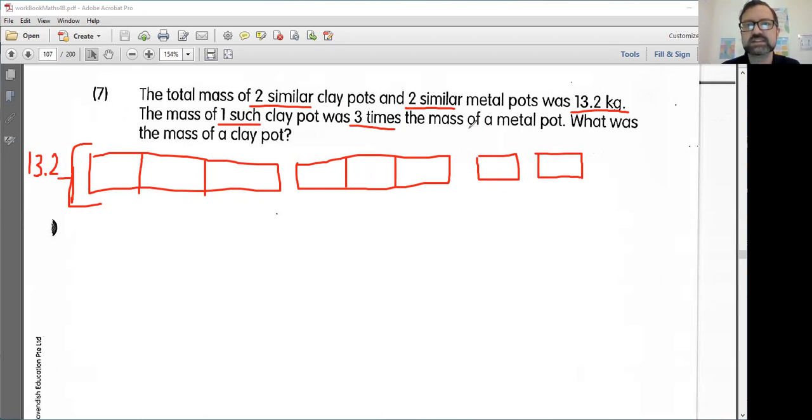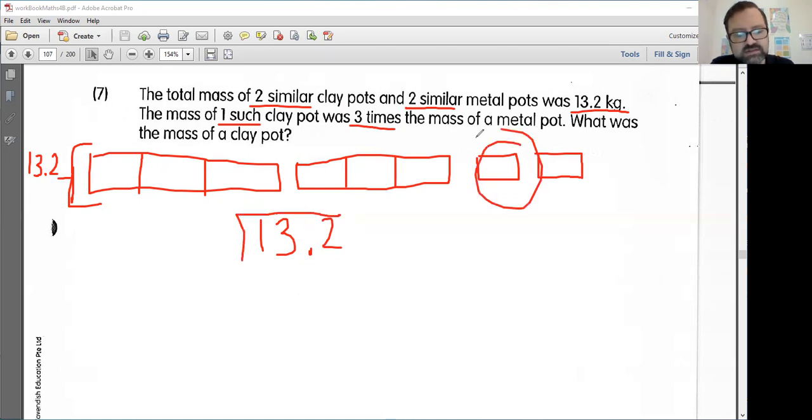So now it says, what was the mass of a clay pot? Now let's figure this out here. I have 13.2, and I have 1, 2, 3, 4, 5, 6, 7, 8 parts that equal 13.2. I'm going to take 13.2 and divide by 8, and that will give me 1 section, which still does not solve our problem, but it'll get us a step closer here.